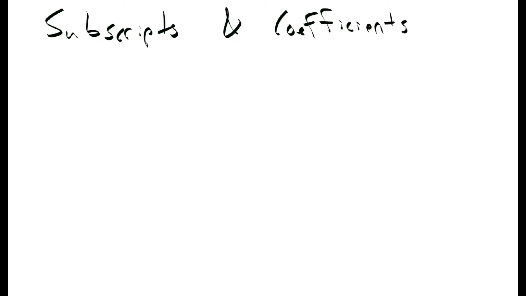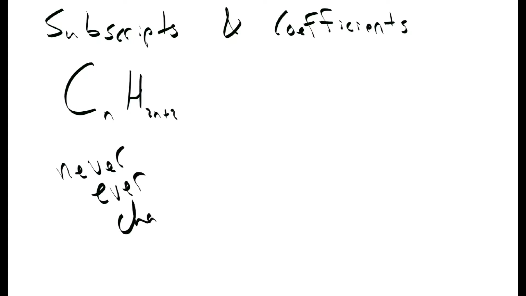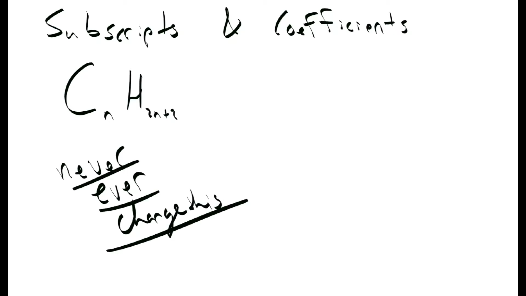Okay. Subscript is the number written down here to the right. And that tells you how many atoms of that element show up in that formula. You never, ever change these. If you change those, you are changing the compound. H2O is not the same thing as H2O2.